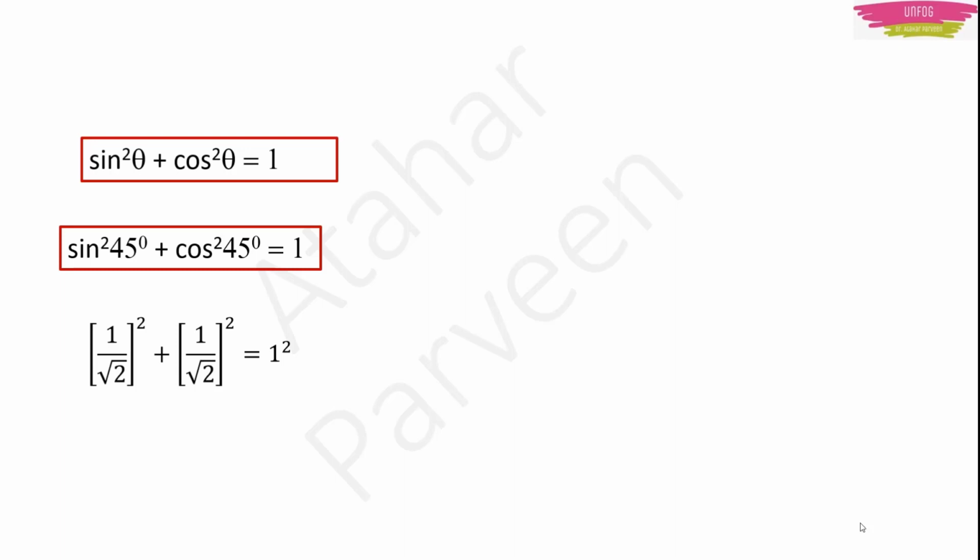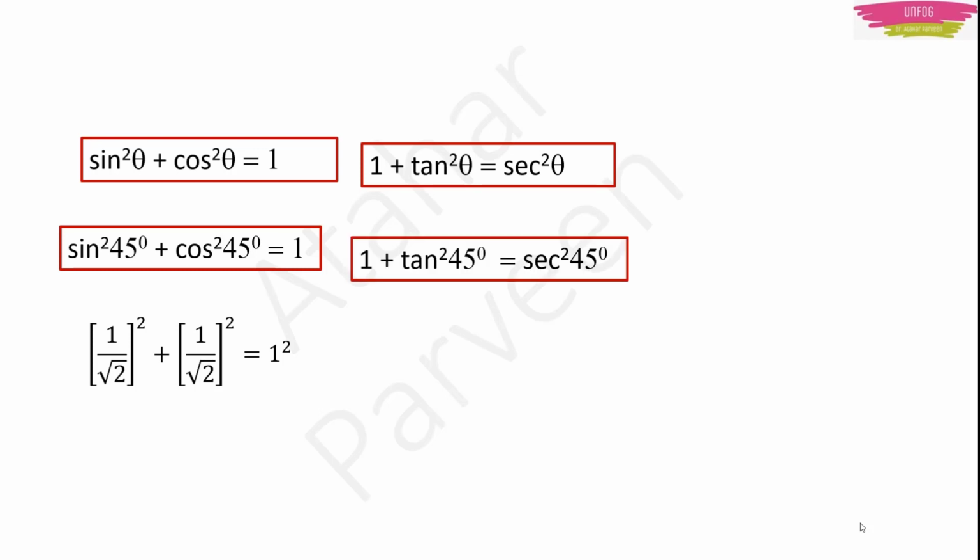Another important identity: 1 plus tan square theta is equal to secant square theta. Now also, for example, you take theta as 45 degree. Then you substitute the values. In place of theta we have 45 degree, right? So we write 1 as it is. Then tan 45 is 1, whole square. Secant 45 is square root of 2, whole square. So your left hand side is 2. Your right hand side will also have 2 because square root of 2 whole square will be 2.